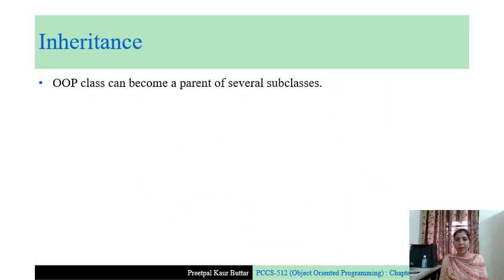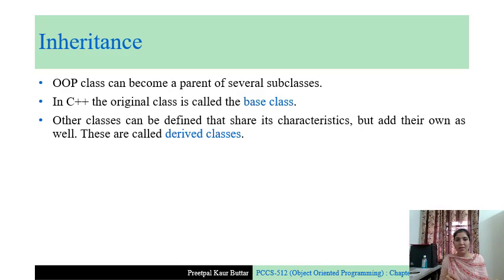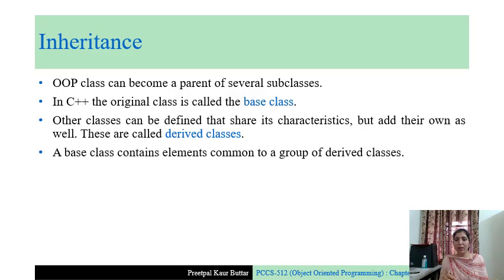An object-oriented class can become a parent of several subclasses. The original class is called the base class in C++. Other classes can be defined that share its characteristics but add their own as well. These are called the derived classes. The base class contains elements common to a group of derived classes.